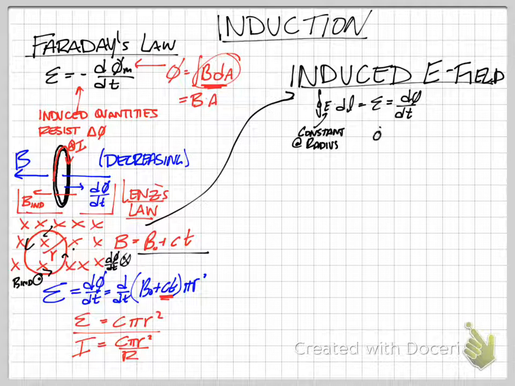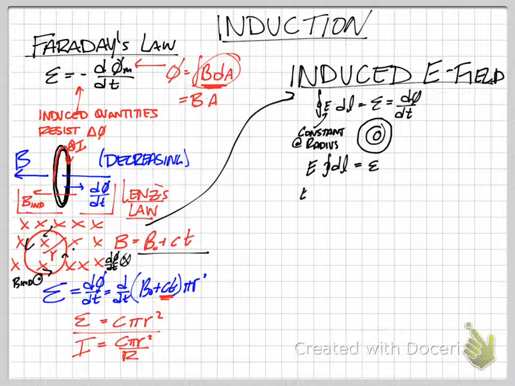It's going to form little concentric circles. And the electric field is going to be constant at those concentric circles. It's a little bit different than the electric field that we looked at before that extended from charge to charge. This is a sort of spatially bound circular electric field. So because the electric field is going to be constant at a given radius and the shape of my wire is a circle, I can pull it out and say that the electric field times this closed integral of dl is equal to that EMF that we just found.